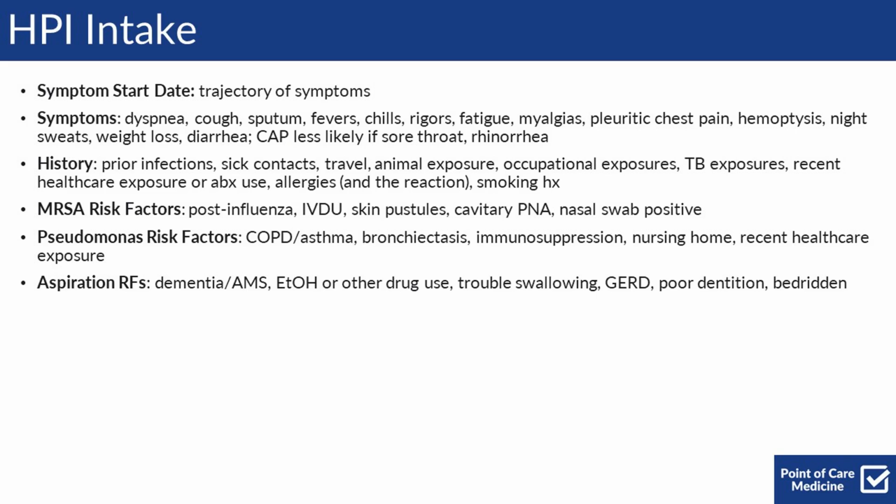MRSA risk factors include recent influenza, IV drug use, the presence of skin pustules, the presence of a cavitary pneumonia, and a positive nasal swab. Pseudomonas risk factors include COPD and asthma, bronchiectasis, immunosuppression, dwelling in a nursing home, and any recent healthcare exposure. Aspiration risk factors include dementia or altered mental status, alcohol or other drug use, trouble swallowing, GERD, poor dentition, and if the patient is bedridden.